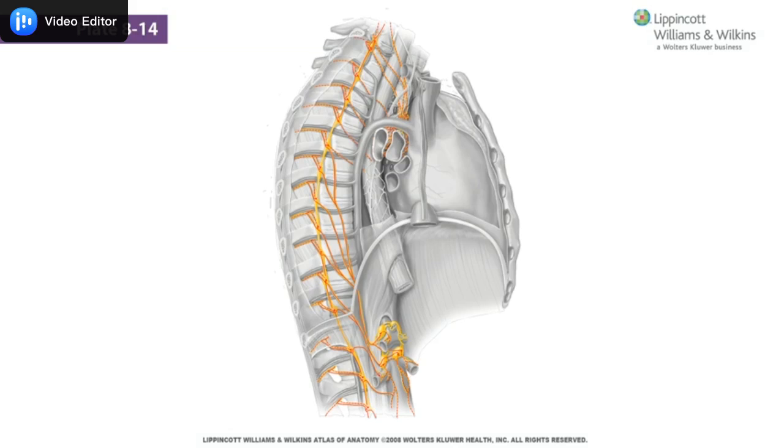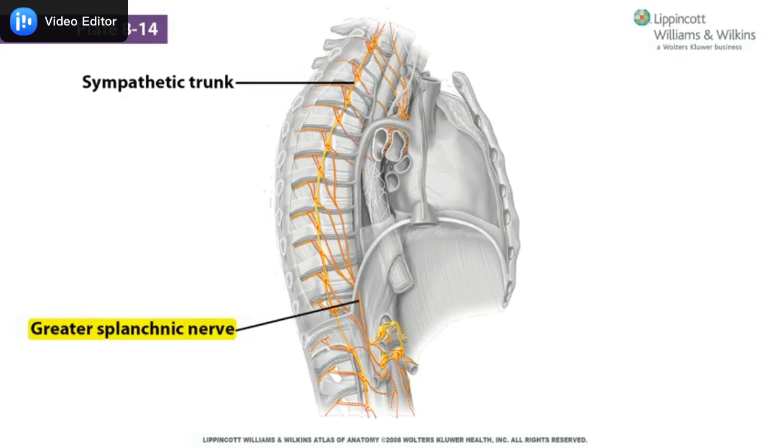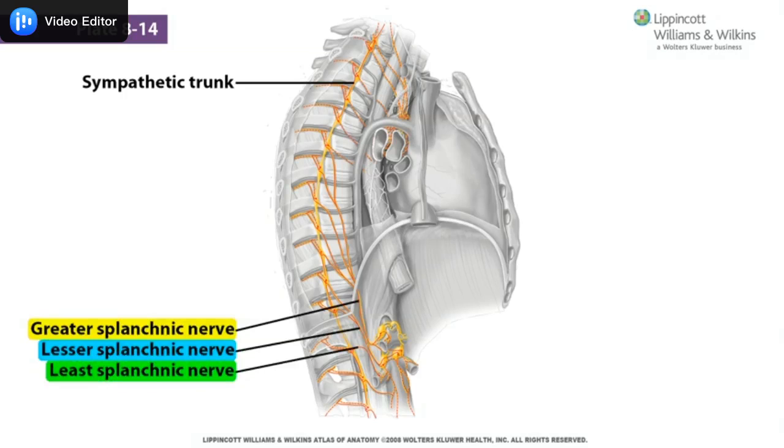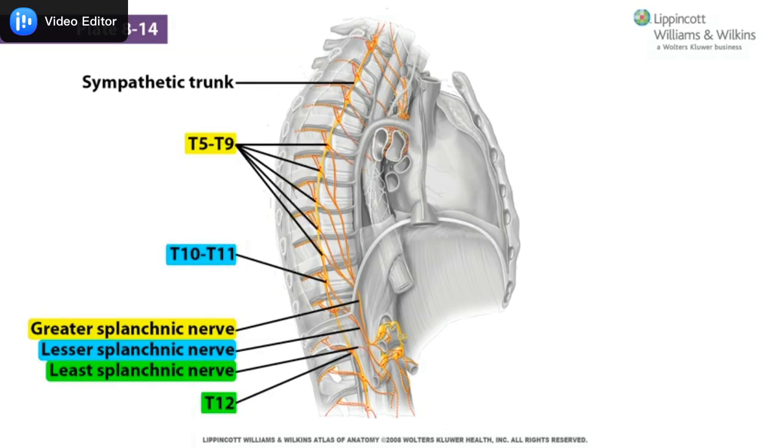If the target organ is part of the abdominal viscera, the sympathetic fiber will descend the sympathetic trunk without synapsing and continue through an abdominopelvic splanchnic nerve. These are the greater, lesser, and least splanchnic nerves, which carry preganglionic sympathetic fibers from spinal cord levels 5 through 9, 10 and 11, and 12, respectively.